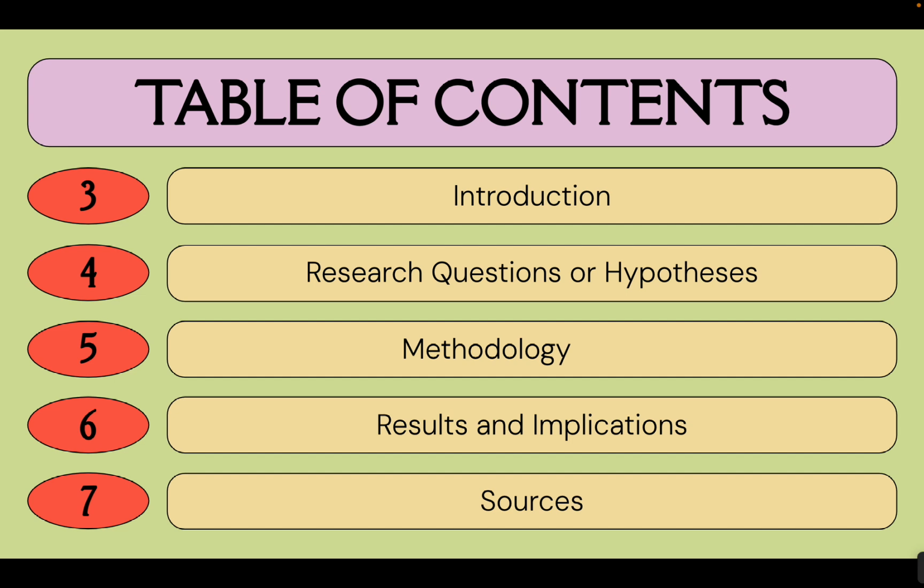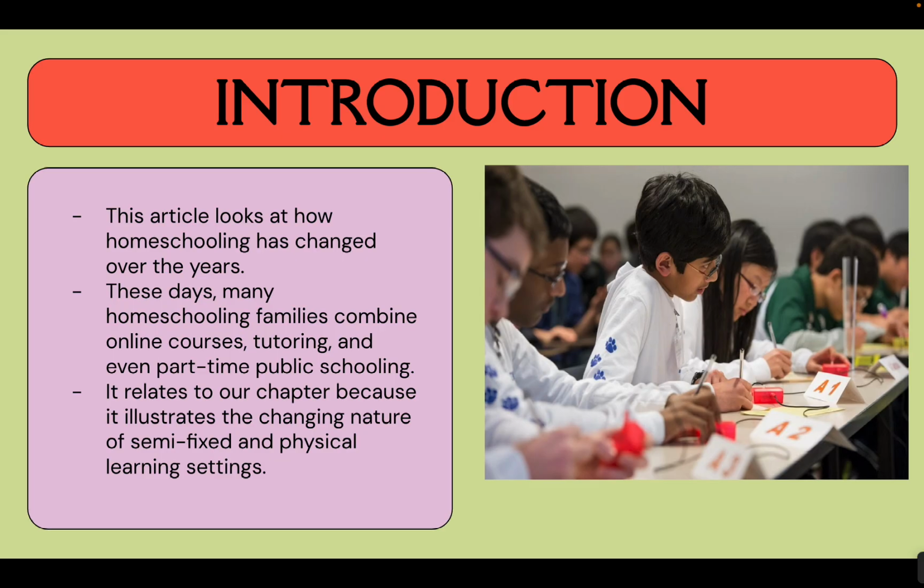So the table of contents I have is the introduction, my research questions, hypothesis, my methodology, my results and implications, and sources. So my introduction is this article looks at how homeschooling has changed over the years. These days, many homeschooling families combine online courses, tutoring, and even part-time public schooling. So this relates to our chapter because it illustrates the changing nature of semi-fixed and physical learning settings.